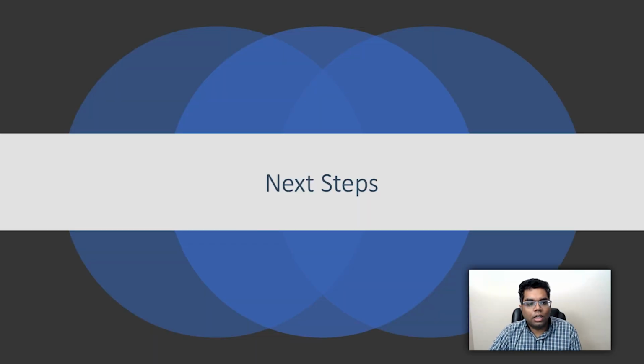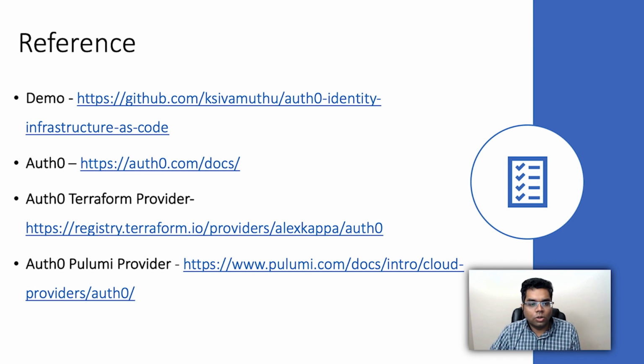So we saw the demo. As the next steps, I have provided the entire demo. I have shown three different infrastructure as code options for Auth0, right? One is the Auth0 Deploy CLI, and you can use the Auth0 Terraform provider if you have Terraform as your option to build the infrastructure. And if you want to try different languages, you can try Auth0 Pulumi as well. I have provided the reference, all this code and the demo, in this link, Sivamuthu/Auth0 Identity Infrastructure as code. And Auth0 docs are here, Auth0 Terraform provider links are here, and Auth0 Pulumi provider links are here.